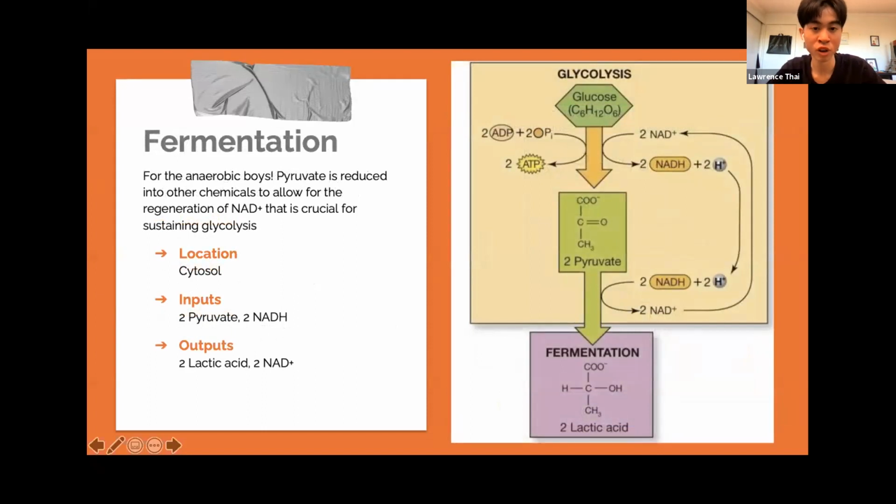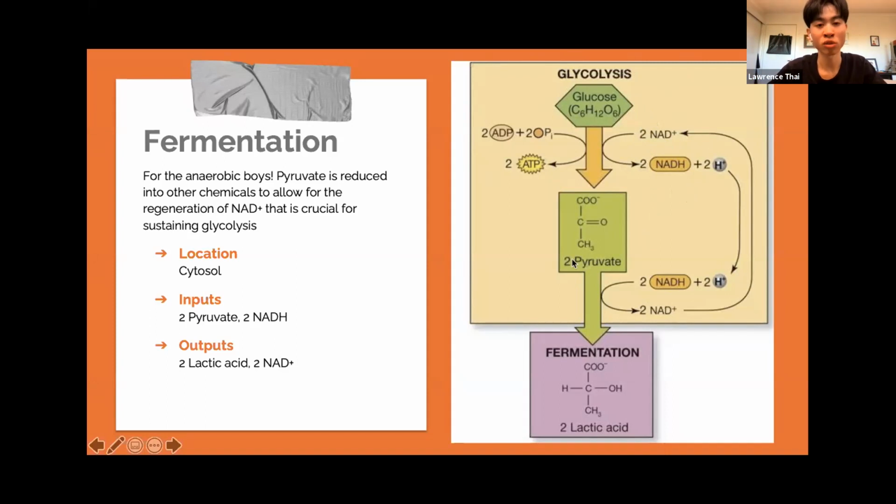Okay, so fermentation. Fermentation is not the oxidative phosphorylation bit. It's for the anaerobic boys. So basically, we've got pyruvate here, right? And in glycolysis, we're utilizing NAD+ and reducing it to NADH. If we keep on using glycolysis to generate our net 2 ATP, eventually we're going to run out of NAD+. And they're actually more expensive to make than 2 ATPs.